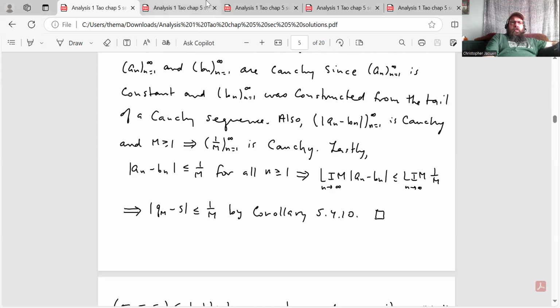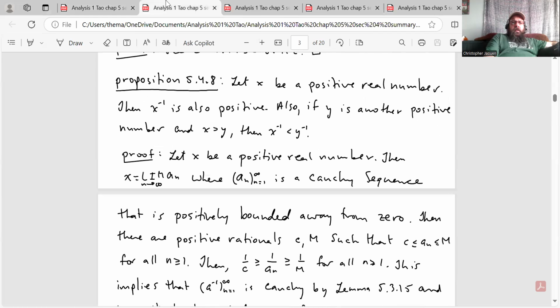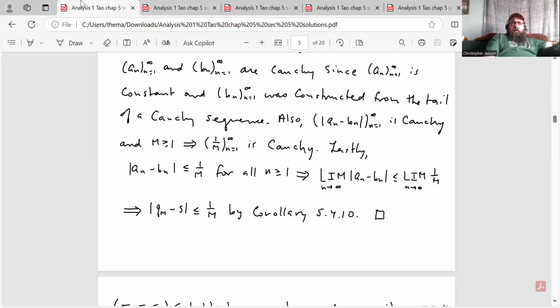And maybe I should show you what that corollary says just in case people don't remember. Let me see, 5.4, where is that? What was it, 5.4.10?